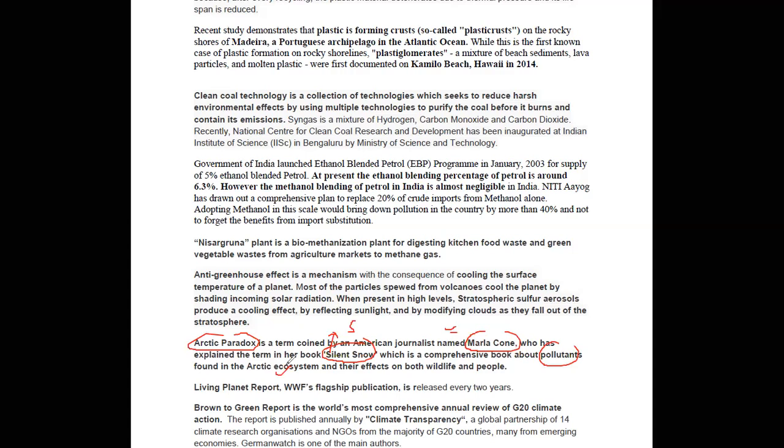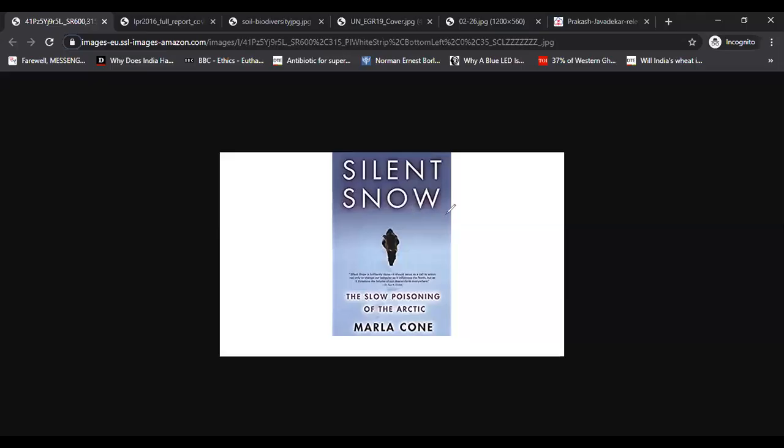Now let's see this particular book so that you can remember. This is the book, Silent Snow, the slow poisoning of the Arctic by the increasing amount of pollutants which we are finding in that particular region. Silent Snow, hope you can see here, written by Marla Kohn, and she's talking about the Arctic paradox.